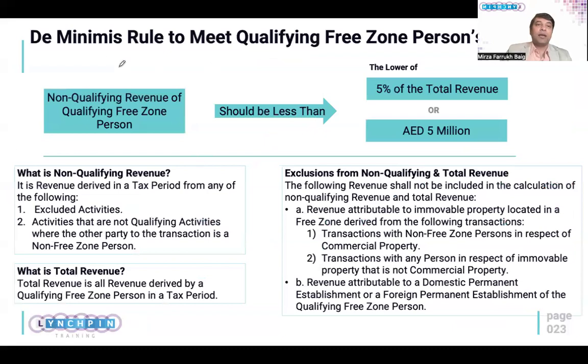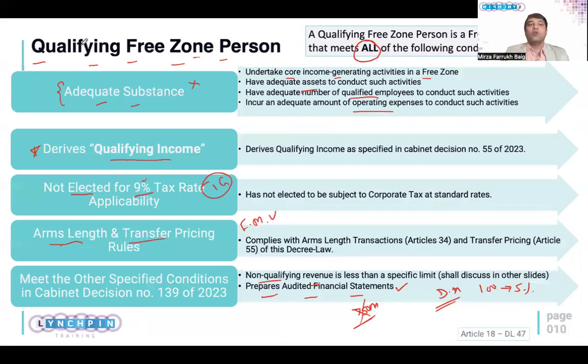Now we'll see how we calculate my de minimis rule. Now the whole scenario of calculating this kind of a rule is that we need to fulfill the conditions which are applicable on us to qualify as a qualifying free zone person. So here I have this: my non-qualifying revenue should be less than a specific limit, and this limit is called the de minimis limit.